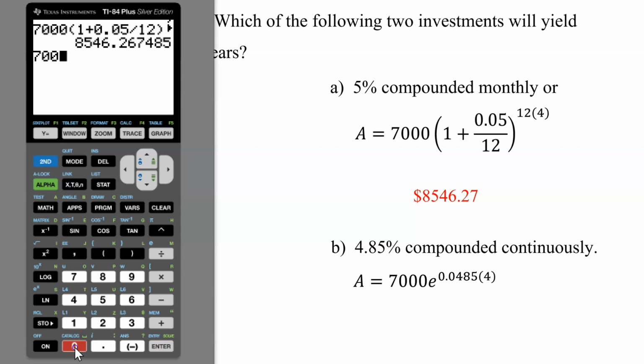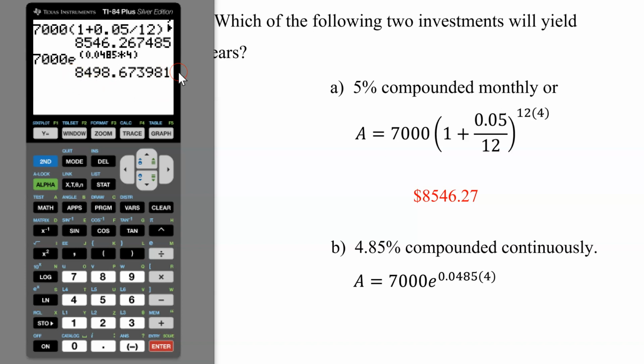Now let's look at the second expression. I have 7,000 E. E is above the natural log key. So since it's here in blue, I have to hit second natural log, which gives me E raised to, open parentheses, and then I have to put this expression in, 0.0485 times 4. Close the parentheses and hit enter.